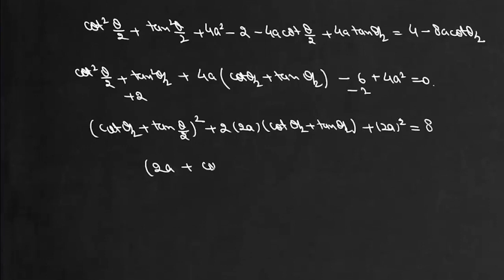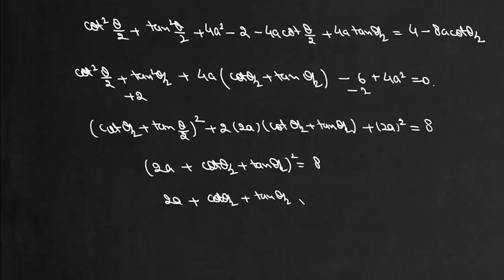2a plus cot theta by 2 plus tan theta by 2 whole square, it is equal to 8, or 2a plus cot theta by 2 plus tan theta by 2, it is equal to plus or minus 2 root 2. And since a is positive and these angles theta by 2, they are acute, we are going to consider only positive values. So this is 2 root 2.